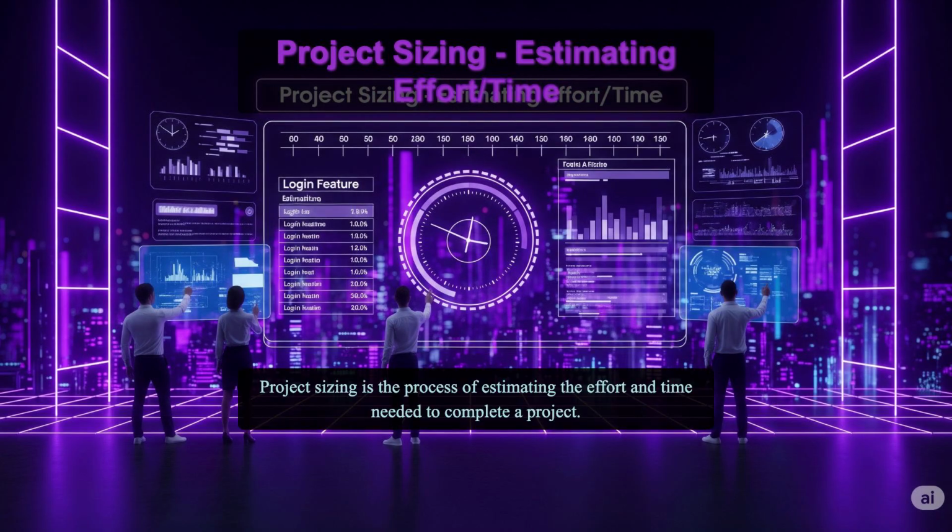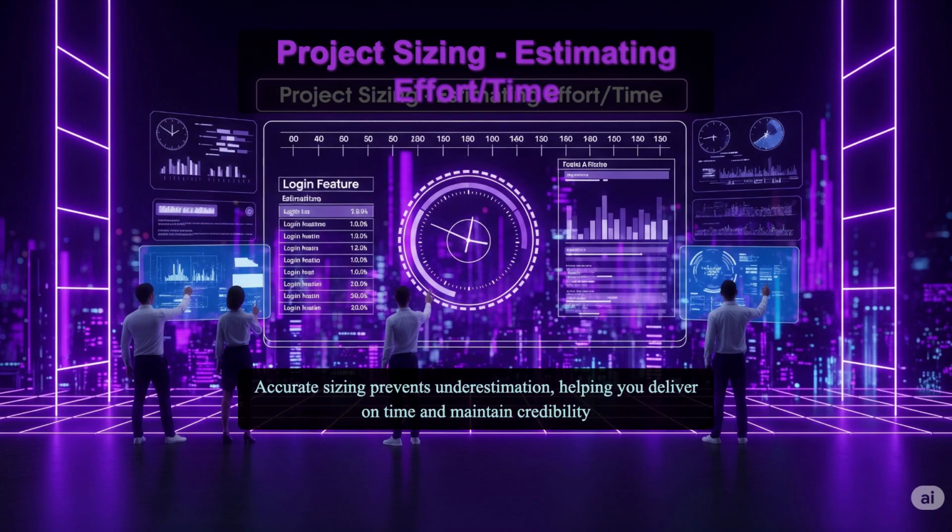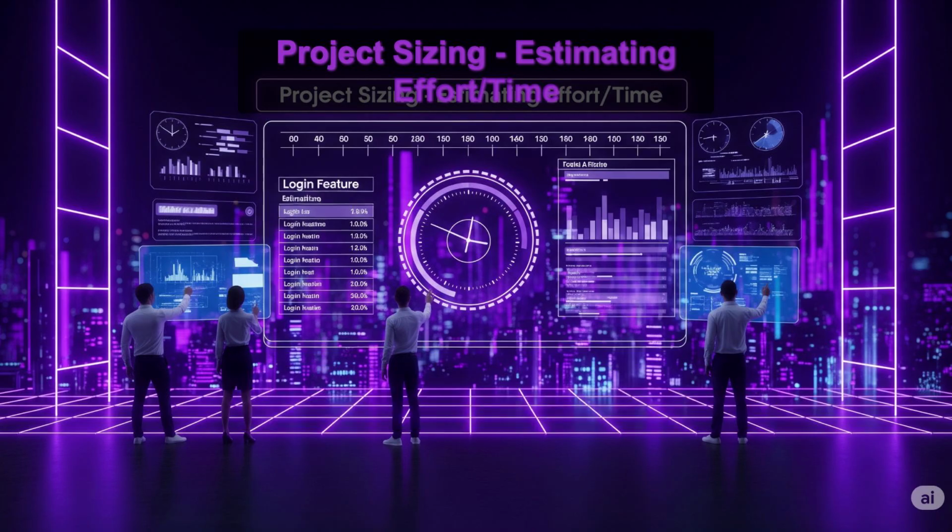Project sizing is the process of estimating the effort and time needed to complete a project. For instance, building a new login feature might take 20 hours of coding, testing, and review. Picture a timer ticking down as you break tasks into hours or days. As a full-stack dev, use project sizing to set realistic deadlines, allocate time for debugging, and communicate timelines to stakeholders. Accurate sizing prevents underestimation, helping you deliver on time and maintain credibility with your team and clients.